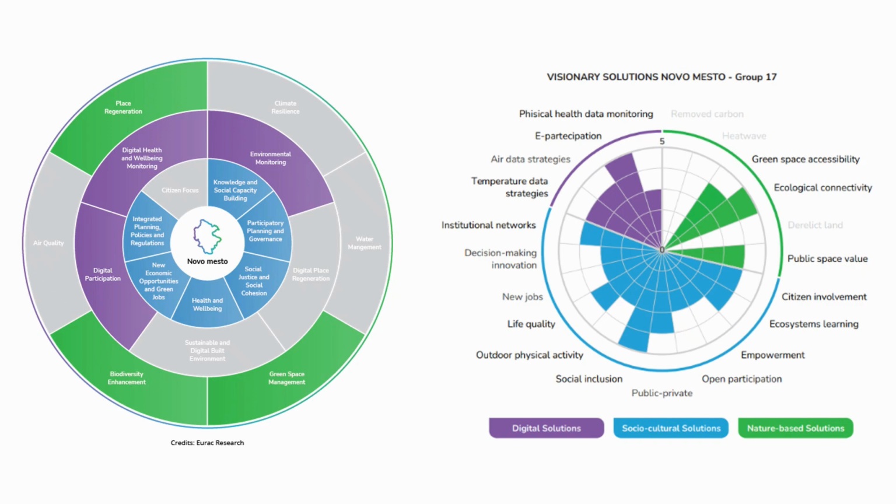So let's break down some of these benefits. From what we see in the diagrams in Novo Mesto, social inclusion was among the highest ranked benefit from the socio-cultural category. For the NBS category, ecological connectivity was rated the highest among the other nature-based solutions benefits. And lastly, for the digital component, e-participation was the most evident benefit that emerged.